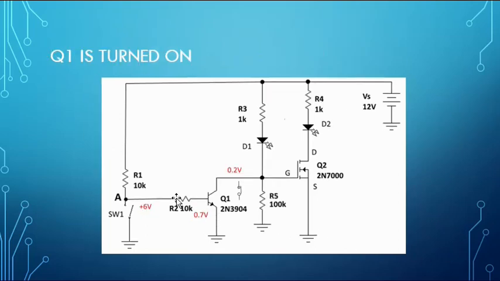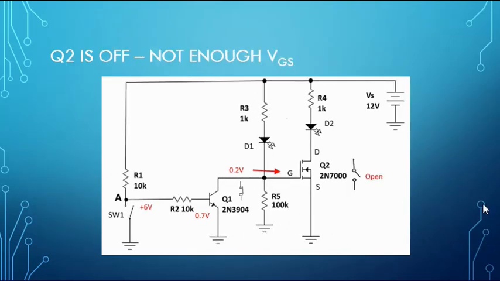Since we've got a current flowing through the base, that means this transistor is going to turn on. It's going to act like a switch, turn on, and we'll get 0.2 volts here approximately. So regardless of what this voltage is, this is going to be pulled down to 0.2, and we'll get a current flowing here. 0.2 volts is going to go to the gate. That's not enough to turn on our MOSFET here, so this MOSFET is going to act like an open switch.